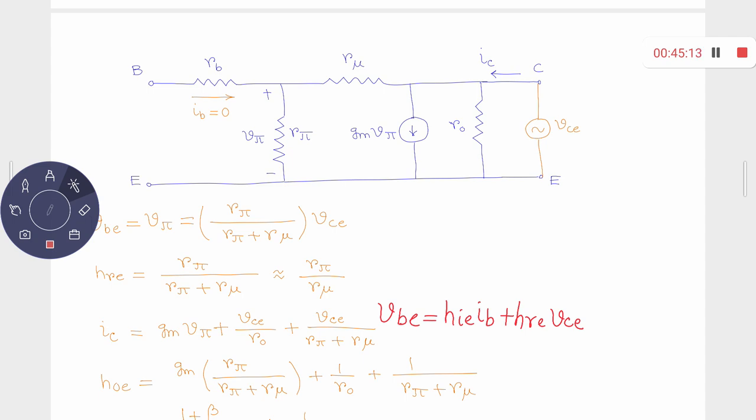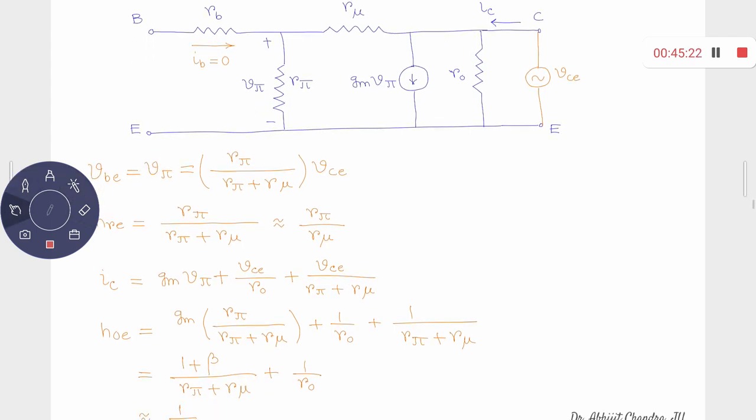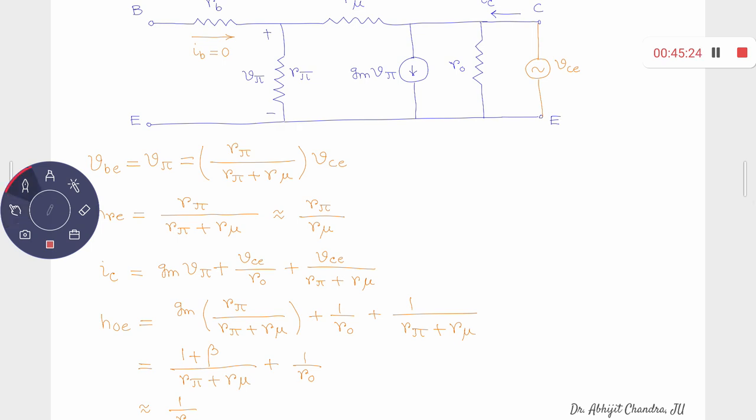Then you are left with the fourth one, the calculation of HOE. Or rather, I should write IC is equal to HFE times IB plus HOE times VCE.